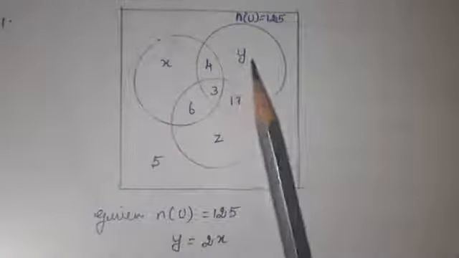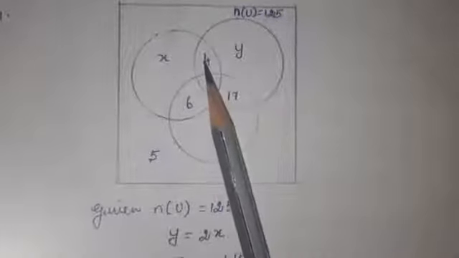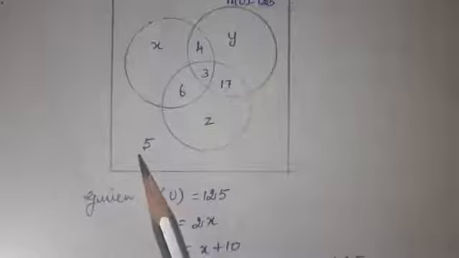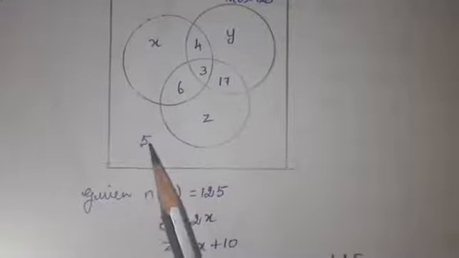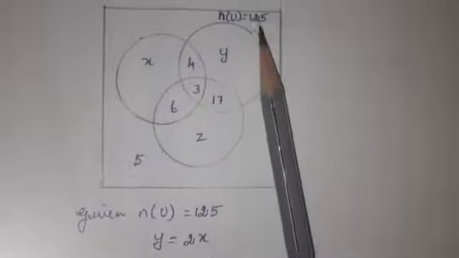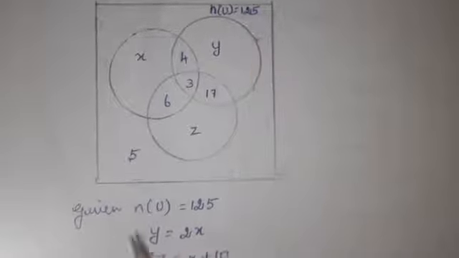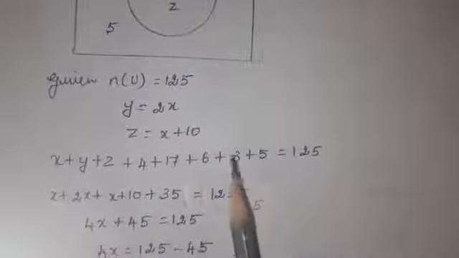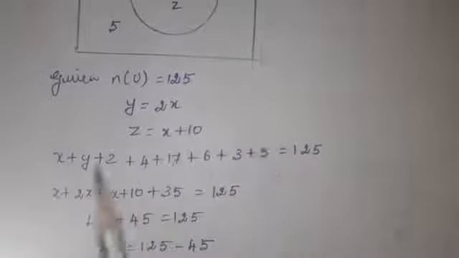x plus y plus z plus 4 plus 3 plus 6 plus 17. In the outer region you have plus 5, that is also included, is equal to 125, because n of u is 125. That is what I have written here. What I told is that I added everything they gave in that diagram.